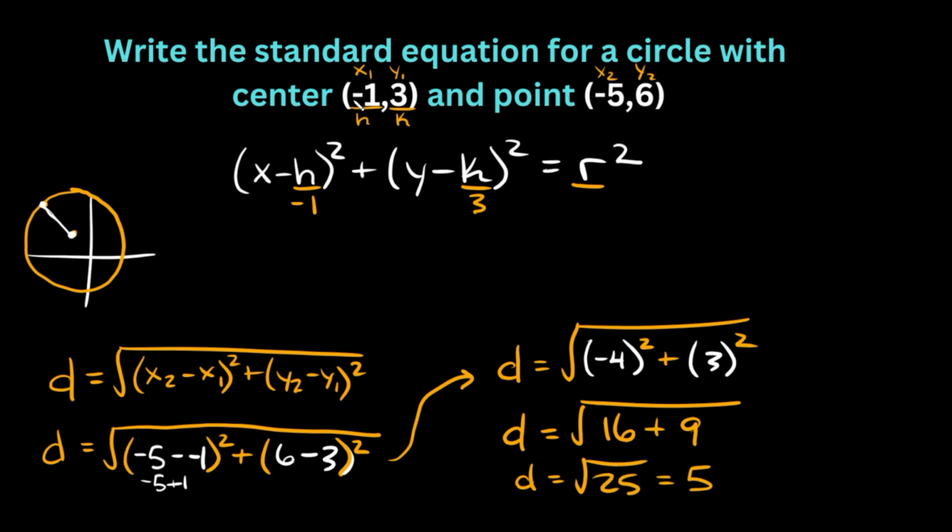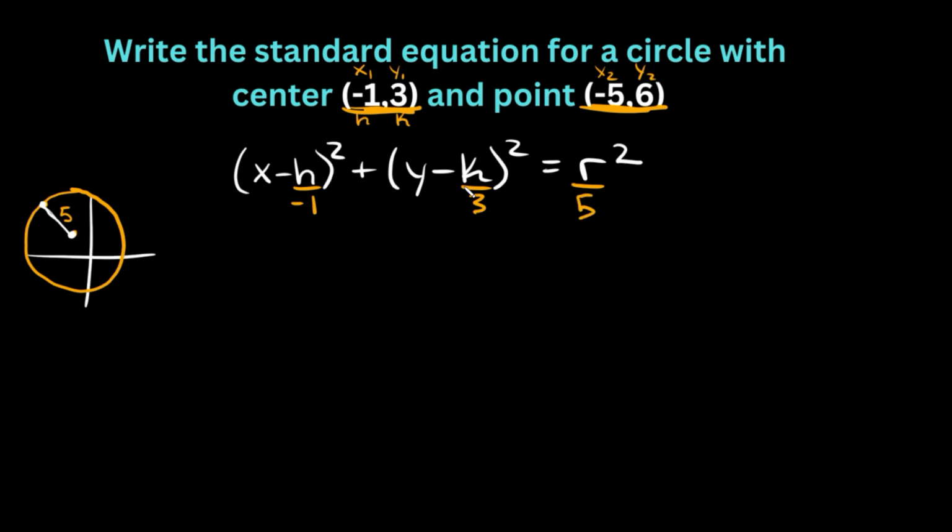All right. So the distance from the center to the point on the circle is equal to 5. So that distance right here, in other words, the radius, is equal to 5. So let's plug in a 5 for the radius. Now that we have our 3 variables, we can finally simplify it. So here we're going to have x minus negative 1, so negative 1, don't forget the negative sign, and that's squared, plus y minus 3 squared is equal to 5 squared, which is equal to 25.